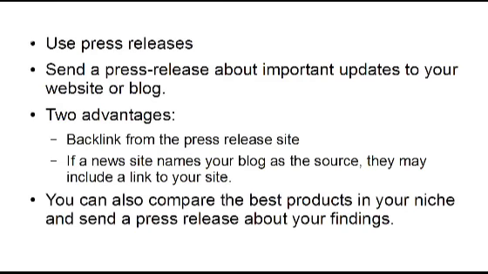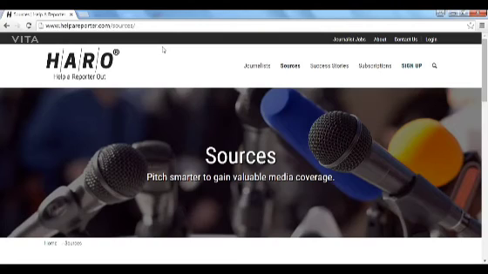If you're not making very many updates to your blog, one thing that you can do is compare the best products in your niche and send a press release out about your findings. Another way to get links back from news sites, and indeed to be regarded as an authority on your subject, is to sign up on this site here, helpareporter.com/sources. And they call this thing HARO, or Help a Reporter Out.